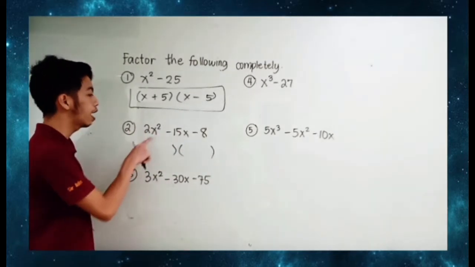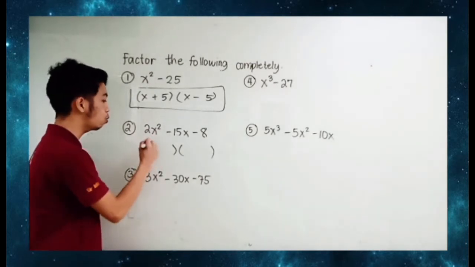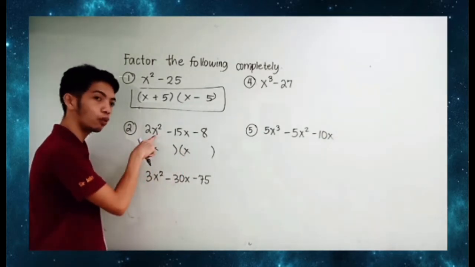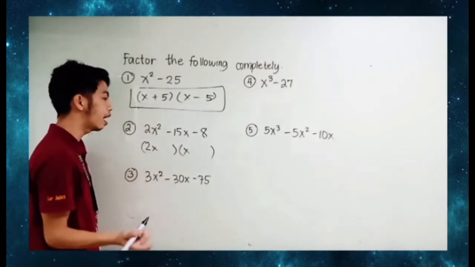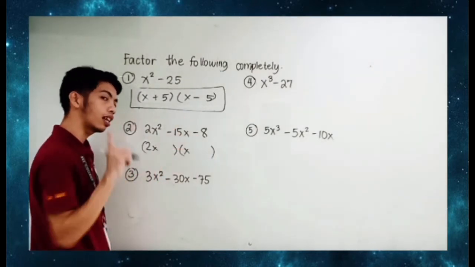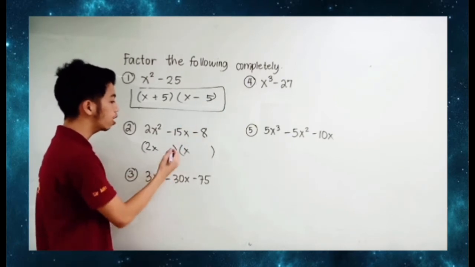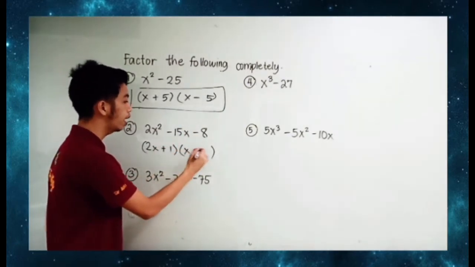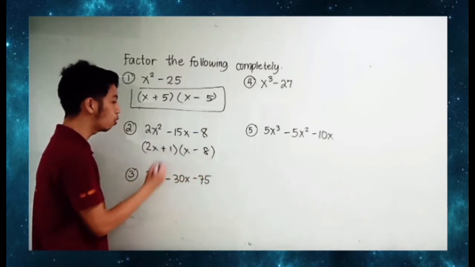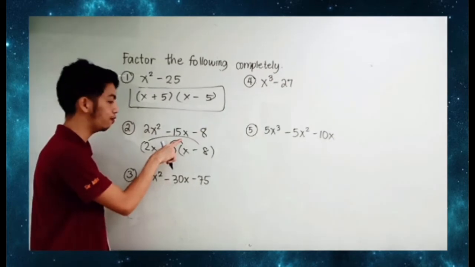Una muna, ano ba muna ang factor ng 2x squared? Di ba siya ay 2x times x? Kasi 2x times x is 2x squared. Okay? Now, ano naman ang factor ng negative 8? Okay, trial and error tayo dito. So, kung ang factor ng negative 8 ay positive 1 at negative 8, kailangan kapag pinag-add mo ito at saka ito, ang sagot ay negative 15x.